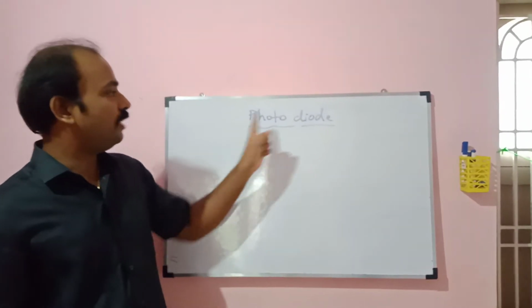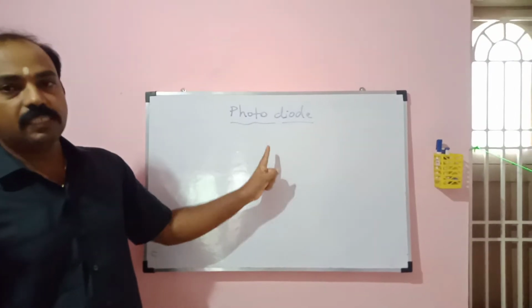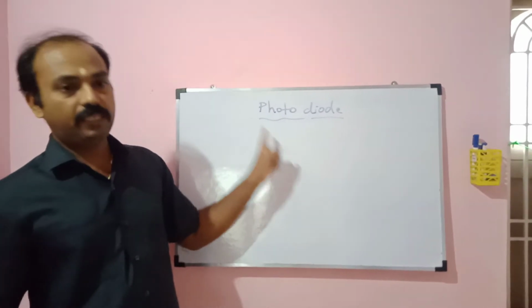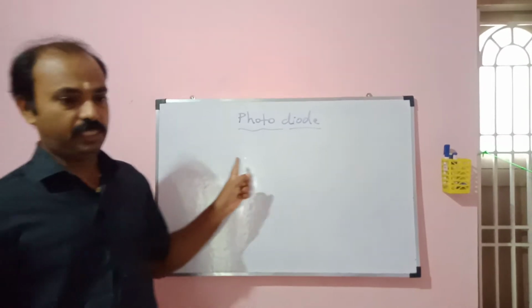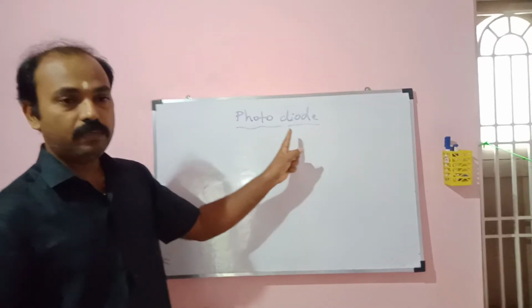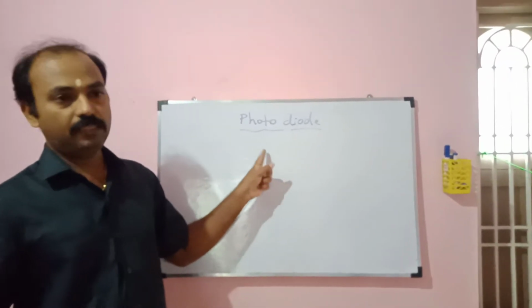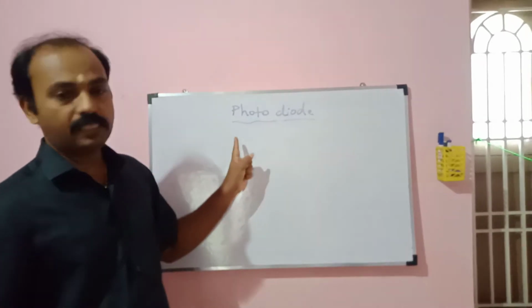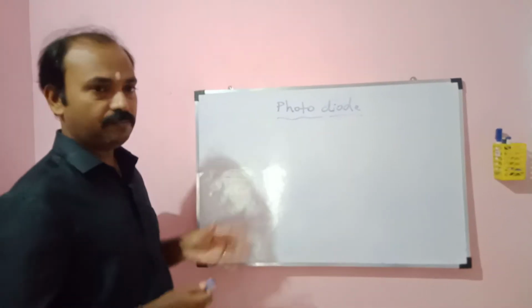Photodiode is a photosensitive device that converts light energy into electrical energy. So that is the first one.